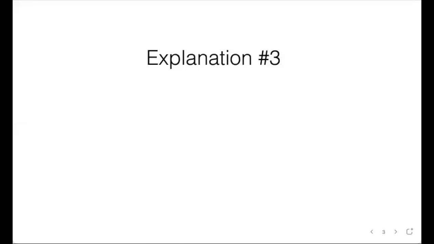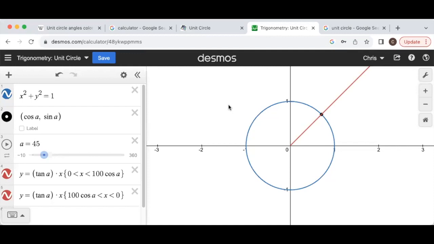In this video, we're going to continue to talk about the unit circle. This is the third explanation. Let's go back to Desmos. Let's imagine that the unit circle does not exist. Let's imagine that right triangles are the only way that we can think about sine and cosine.